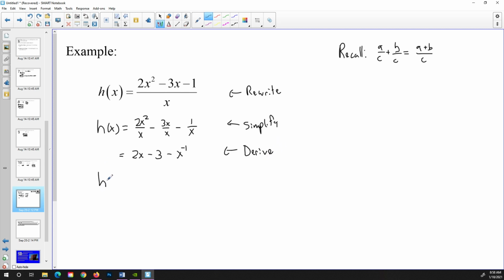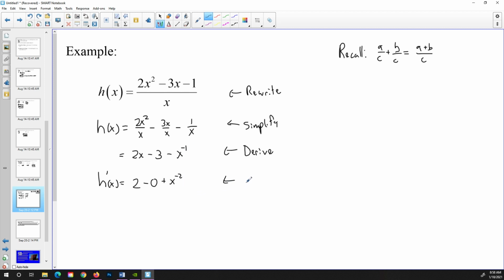And we'll say h prime of x is going to equal, well, the derivative of 2x, just like in the first example when we took the derivative of 3x, we just got the constant 2. The derivative of any constant is 0. And just like in the last example, we bring that negative down. So negative times negative 1 will be positive x. And then I reduce this negative 1 by 1, that'll give me a negative 2.